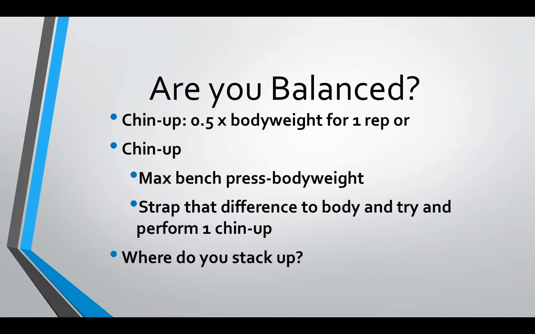So how can you determine if you're developing a program for yourself, if you're balanced out or not? Ideally, you should be able to do a lat pull down or pull at least half of your body weight, if you do not train at all. Now, say you're a big avid bencher, you bench press 200 pounds, and you weigh 100 pounds. To see if you're somewhat balanced in your push-pull ratio, if you can do 100 pounds strapped to your body, on top of your own body weight, for one rep of a chin-up, you might have a somewhat balanced program. You're balanced out. So here's something you can do just to test to see where you stack up.